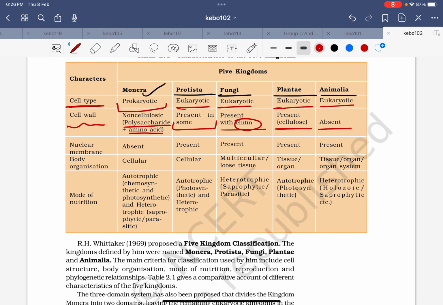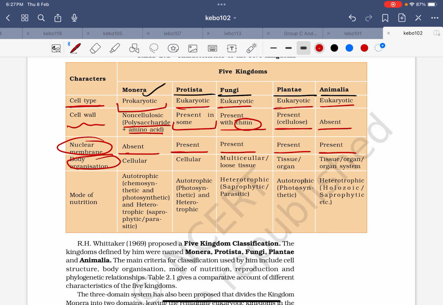Next is the nuclear membrane. In the Monera it is absent, because the nuclear membrane is present only in species which have a nucleus. The nucleus is not present in any prokaryotic species. The Monera don't have a nucleus, so the nuclear membrane is not found in the Monera. Protista is a eukaryotic species, so the nucleus is present here. Fungi also have it, and in plantae and animalia the nucleus is present.